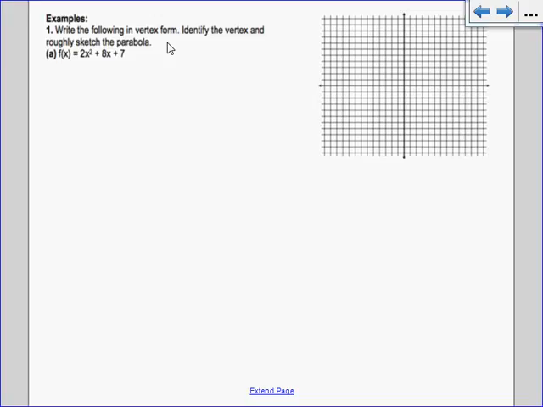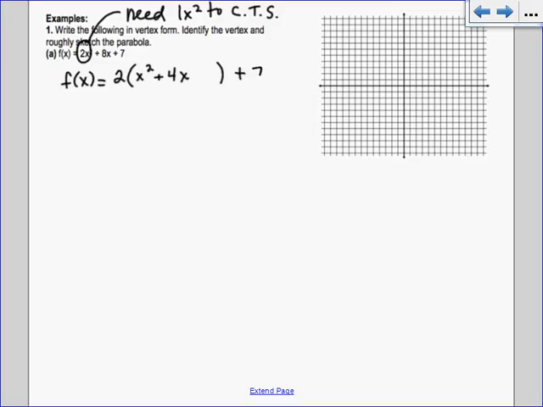Okay, so we have f of x equals 2x squared plus 8x plus 7. So what we're going to do is we need a 1x squared in order to complete the square. All right, so I pull out the 2, and when I do, I have x squared plus 4x. I leave a little space. Then plus 7. That last number is always just hanging off on the end. It doesn't matter. It's the very end.